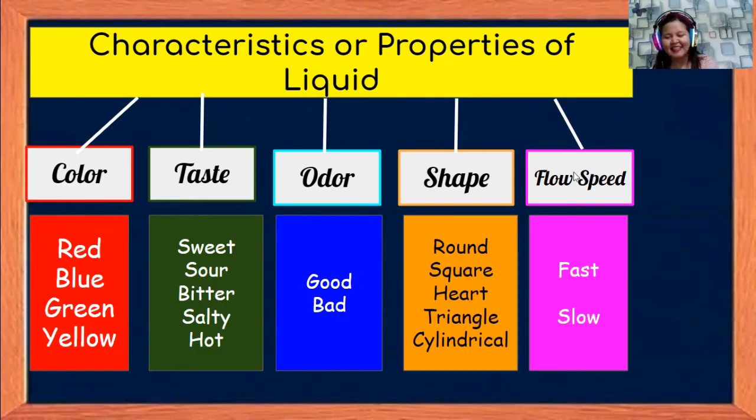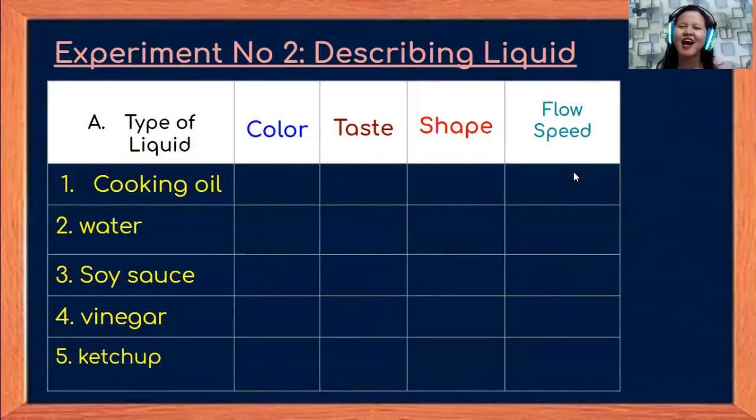Okay? Now, are you ready for our experiment number 2 or describing a liquid? All you need to do is to determine or describe them according to color, taste, shape, or flow speed. For the first one, let's try it. Teacher will give example. Cooking oil. What's the color of the cooking oil? It is yellow. How about the taste? For me, for teacher, a cooking oil has no taste.